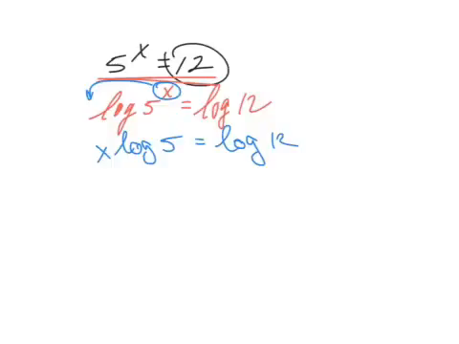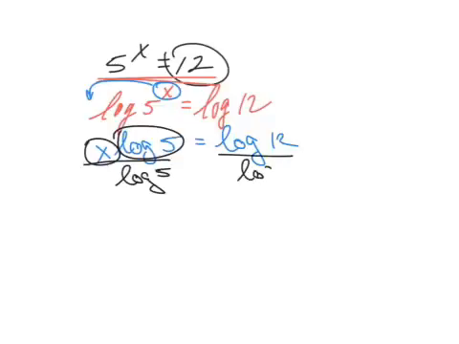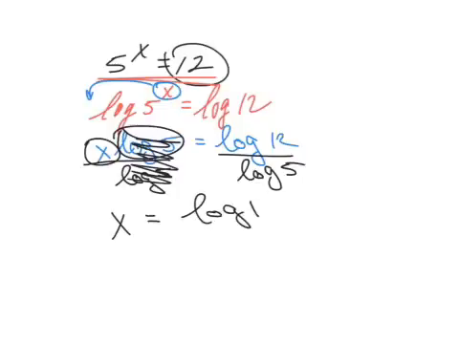Now let's just do some simple algebra. If I have two things multiplied together, how do I get rid of one of them? I divide both sides. And that gets rid of that. So what do I have? X equals log of 12 over the log of 5.